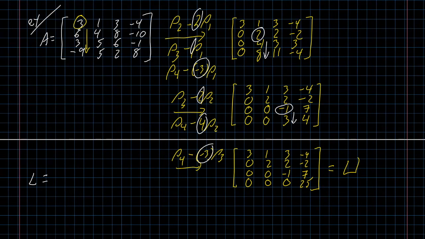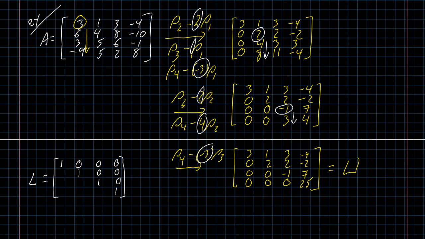My lower triangular matrix, in order for multiplication to actually work, it's going to be a 4 by 4 matrix. The main diagonal of the lower triangular matrix is going to be all ones. Everything above the main diagonal is zeros. That's what it means to be a lower triangular matrix. And then the other entries are those numbers I circled, the coefficients from the elementary row operations.